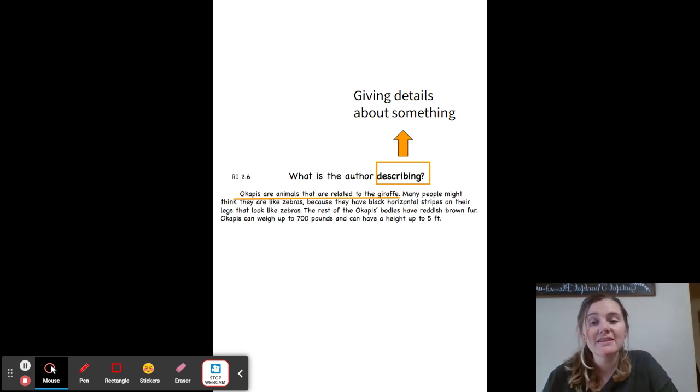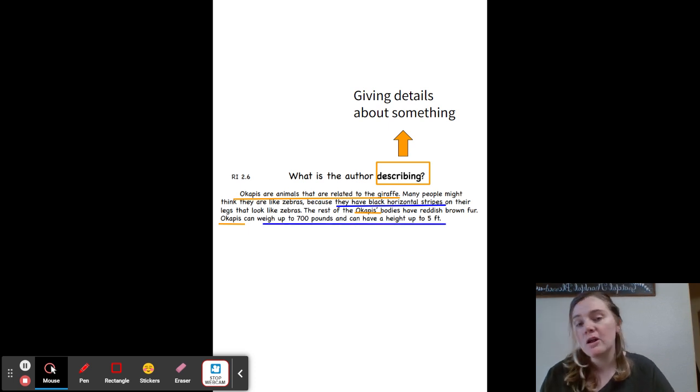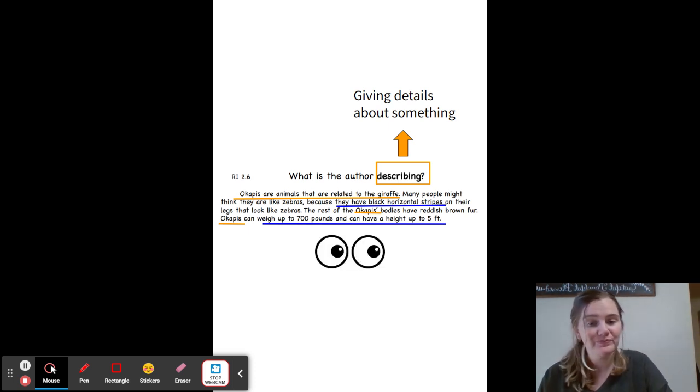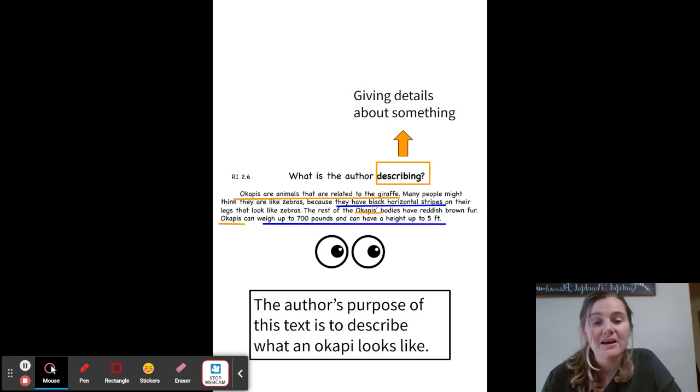We would look to see that the first sentence mentions that okapis are animals that are related to giraffes, and we would continue to see how okapis are mentioned multiple times in the text. But we still need to know, what are they describing to us about the okapis? We would look and see how they are talking about black horizontal stripes on them, and also how they can weigh up to 700 pounds and have a height of up to 5 feet. This is telling us how they look. So the author's purpose of this text is to describe what an okapi looks like.